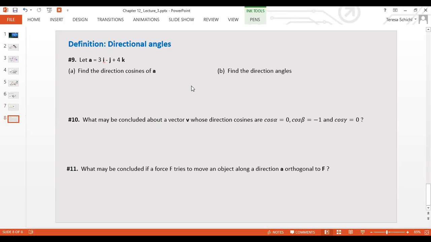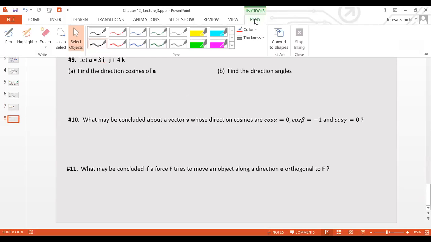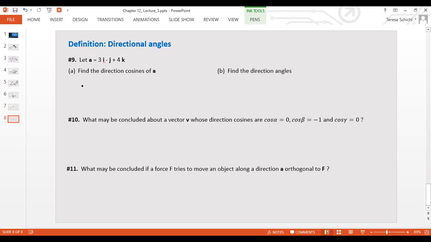All right, so now let's take a look at some problems. The first couple problems are very mechanical, so let's make sure we know how to do it. They say find the directional cosines of A. First, I need to find the length of A. What is the length of A here? It is 9 plus 1 plus 16, so what I have is the square root of 26. For this one, I can write it as 3, -1, 4.